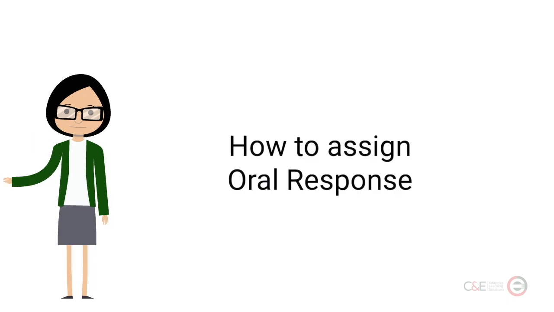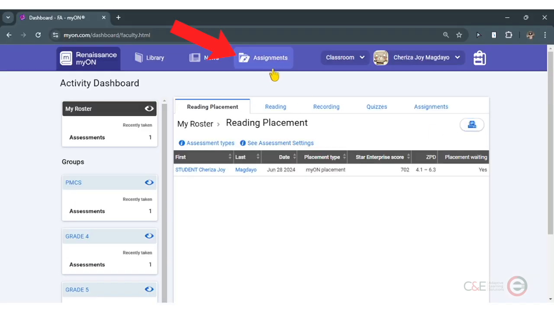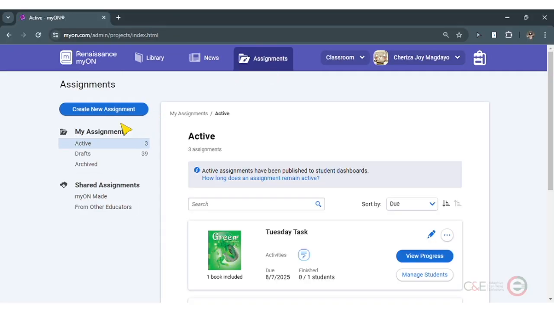Hello. In this video you will learn how to assign oral response in myON. Step 1. Select assignments at the top of the page. Step 2. In the top left, under the assignments heading, select Create New Assignment.